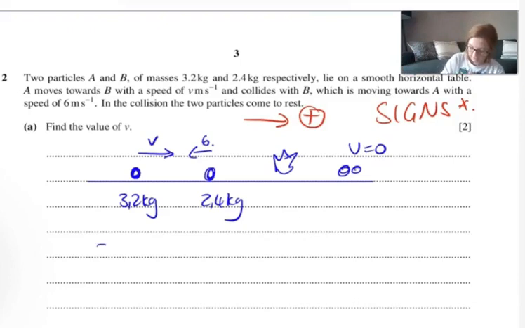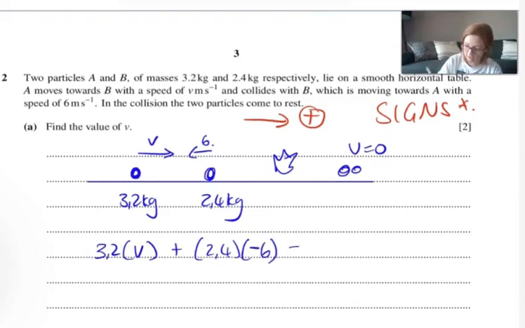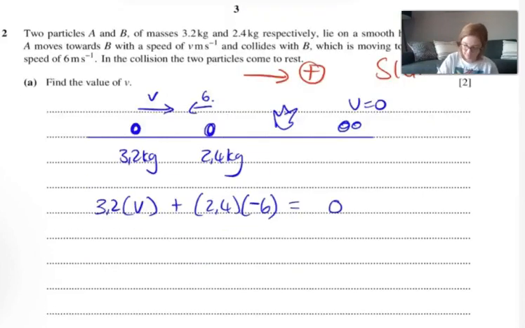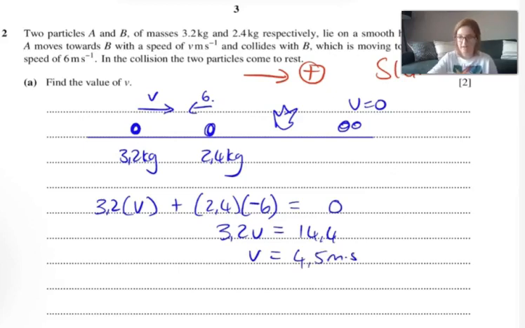All right. So my mass times my initial velocity plus my mass. And then here we need to have a negative initial velocity. And that's going to be equal to 0 because both of these particles are not moving afterwards. Okay, so 6 times 2.4 is 14.4. So my velocity is going to be 4.5 meters per second. Okay, so that's how much A was traveling towards B when the collision took place.